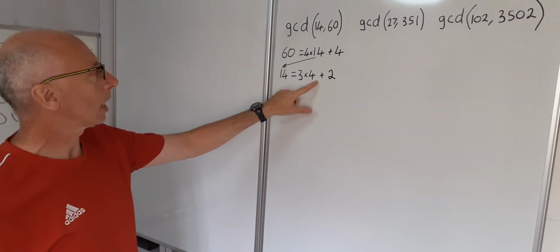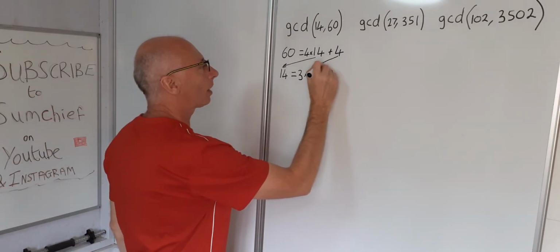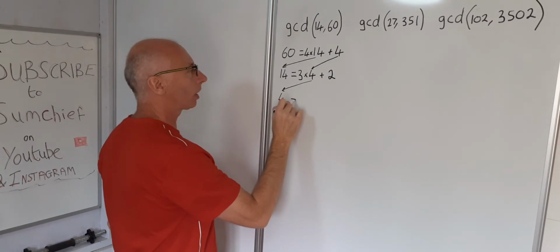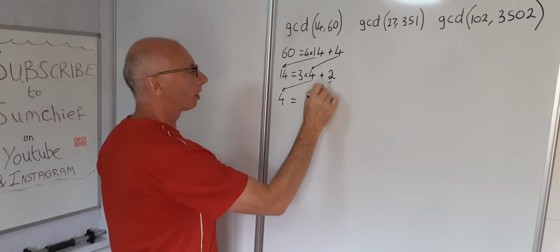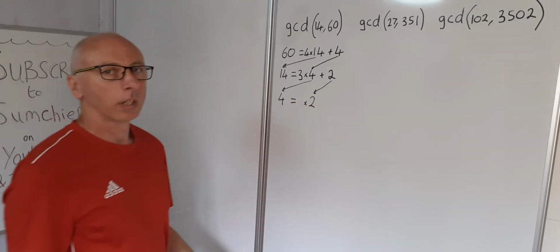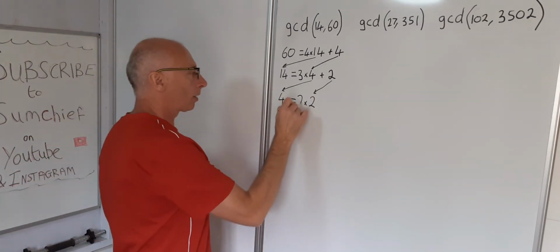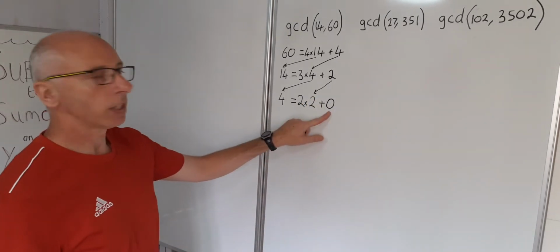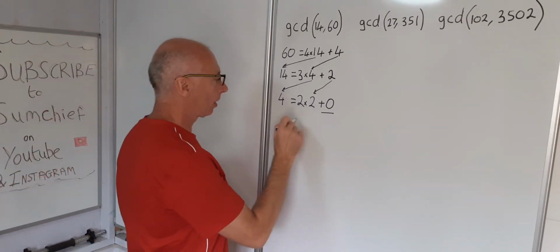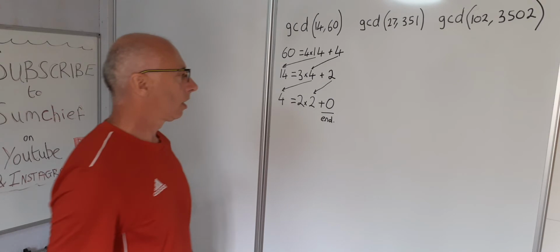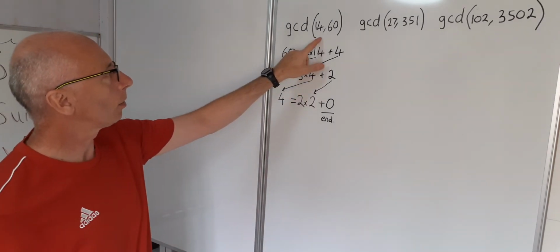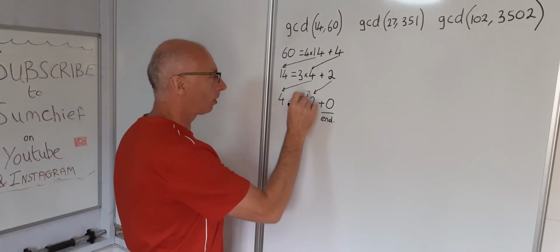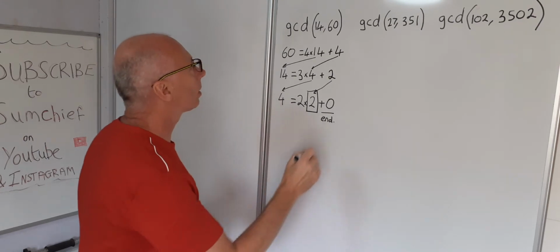Okay, so now we do the same again. Bring these numbers down here, let's put that arrow there so we can see what we're doing. So this 4 will come here, and we say 4 equals something times the 2. So 4 equals 2 times 2. That's pretty straightforward. Plus 0. Okay, so when you see the 0, it means we've come to the end. So that's the end. So what we can say is that the greatest common divisor of 14 and 60 is 2. So it's going to be this number here. Okay, so this one equals 2.